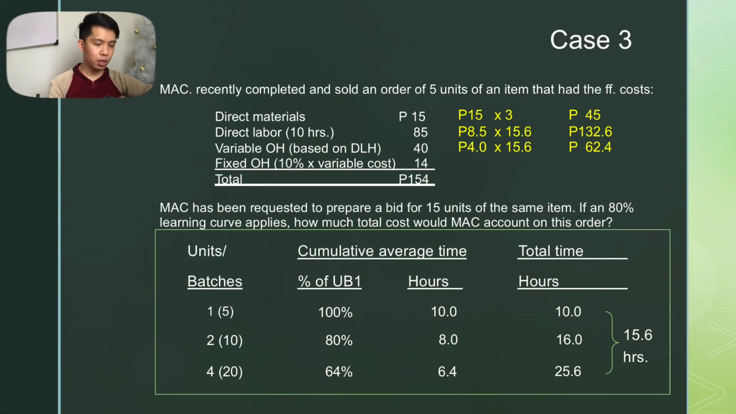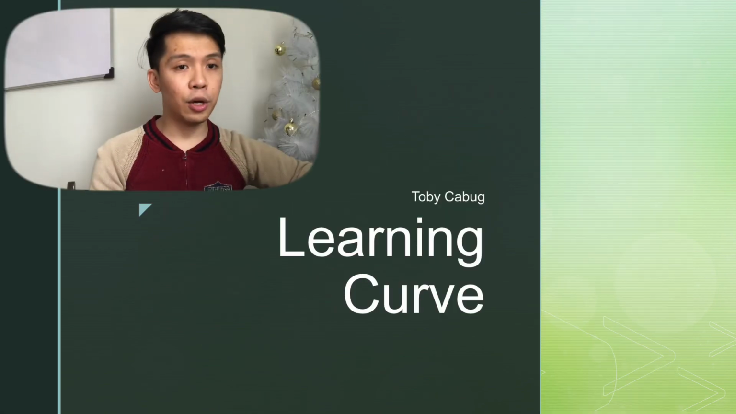We would sum up the first 3 costs, all of these variable costs. We would end up with 240 pesos. 10% of 240 pesos is 24. The fixed overhead allocation will only be equivalent to 10% of the variable costs incurred. That would give us a total cost of 264 pesos. So in preparing the quote for the next order, the next 15 units, we are going to estimate a cost of 264 pesos. So there you go.